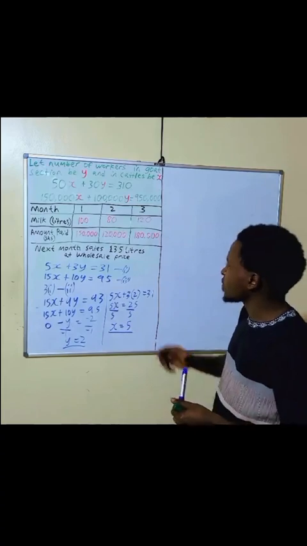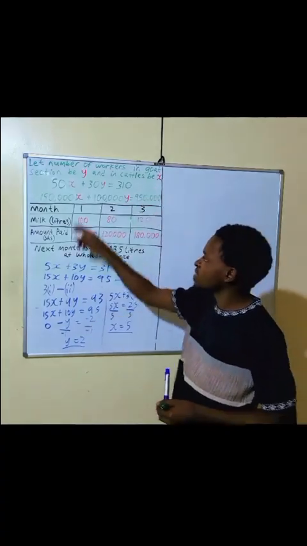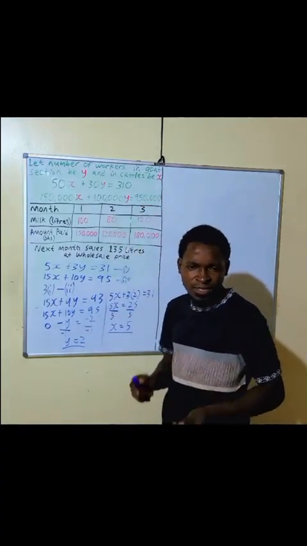So which means there are only 5 workers in the cattle section and there are 2 workers in the goat section. Item 1 is done.